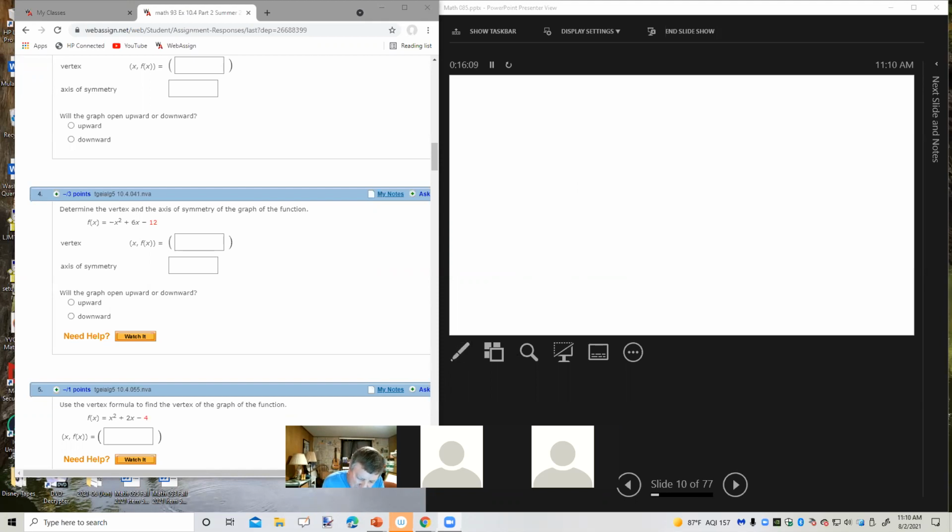If we have an equation in the form y equals a times the quantity x minus h squared plus k, the axis of symmetry is at x equals h. And again, I still had some issues with students over the weekend. When it asks for the axis of symmetry, you can't just put a number. You've got to put x equals a number because it's an equation. The vertex is (h, k). If a is greater than 0, this opens up. If a is less than 0, this opens downward.